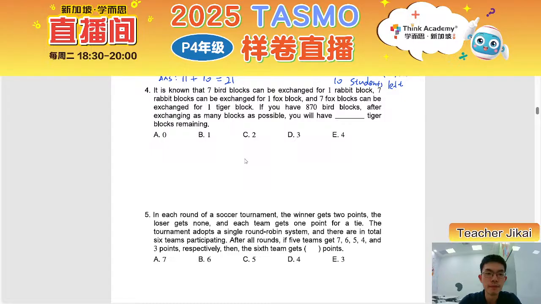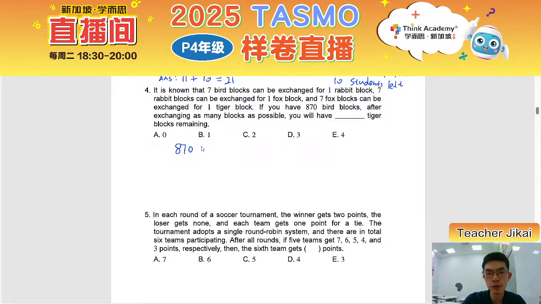Okay, question 4. It's known that 7 bird blocks can be exchanged for 1 rabbit, 7 rabbits for 1 fox, and 7 foxes for 1 tiger, and we have 870 bird blocks. We want to know how many tiger blocks remain. So first we have 870 bird blocks, right? In order to get the tiger blocks, we need the fox. For the fox, we need the rabbit. For the rabbit, we need a bird.